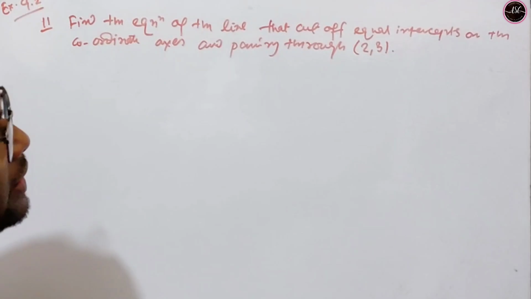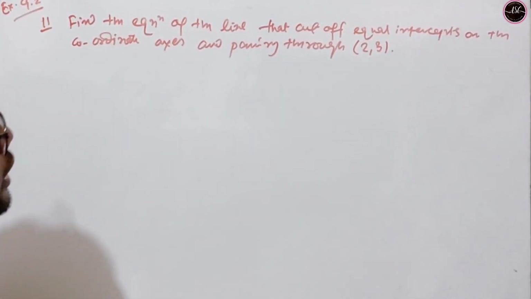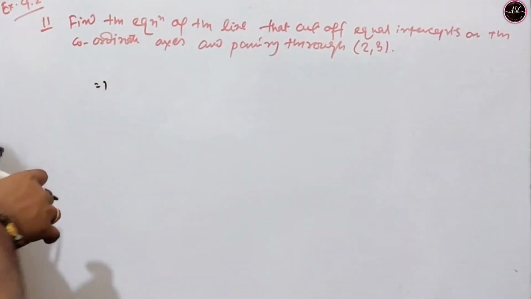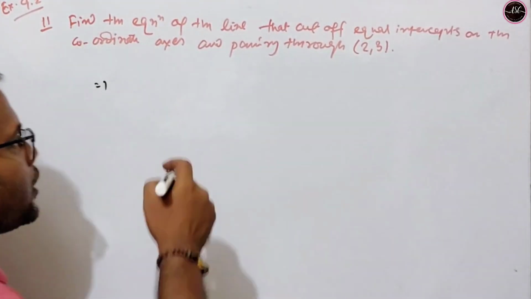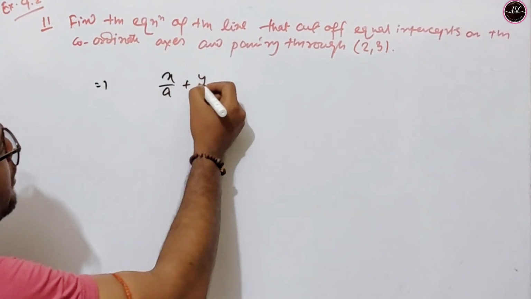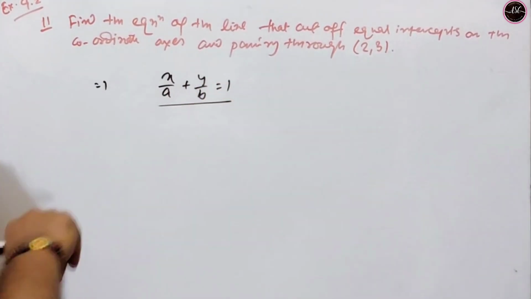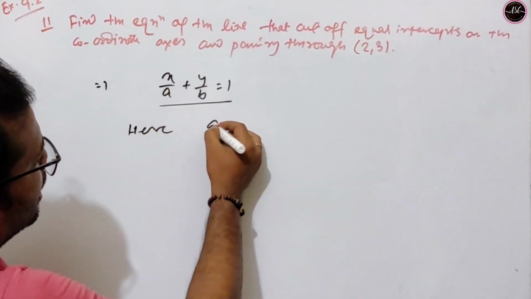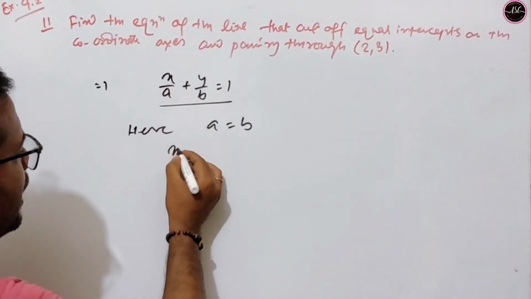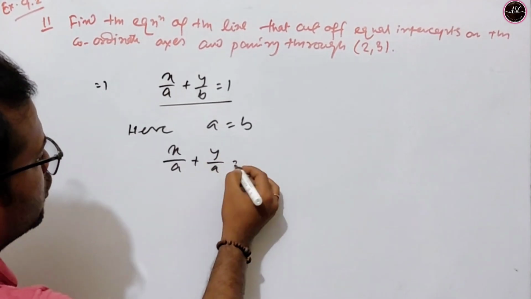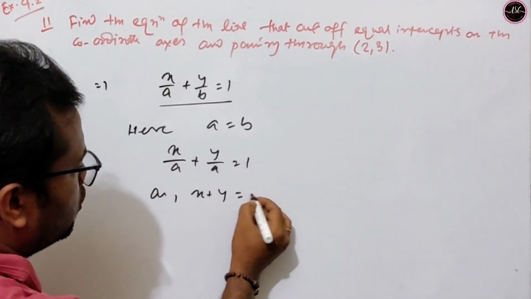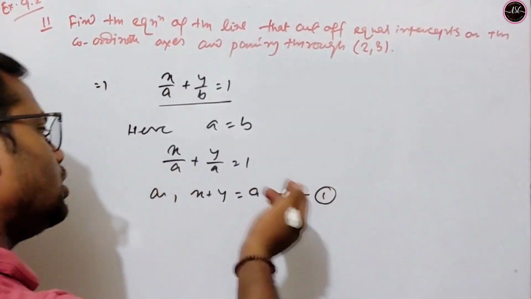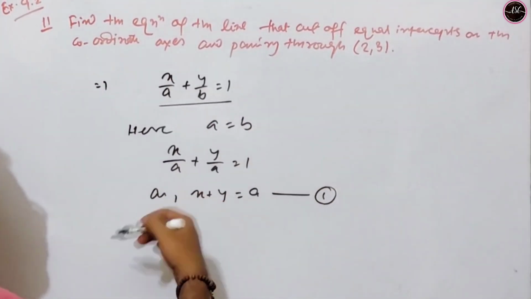Find the equation of the line that cuts off equal intercepts on the coordinate axes and passes through (2, 3). So, the basic intercept form of a line is x by a plus y by b equal to 1. Here equal intercept means a equal to b. So, just put this value: x divided by a plus y by a equal to 1, or x plus y equal to a. This is equation number 1, and this line is passing through (2, 3). So, just put the value of x and y.